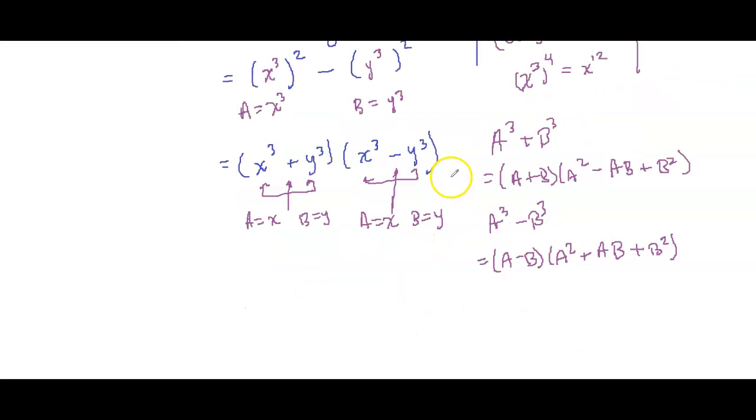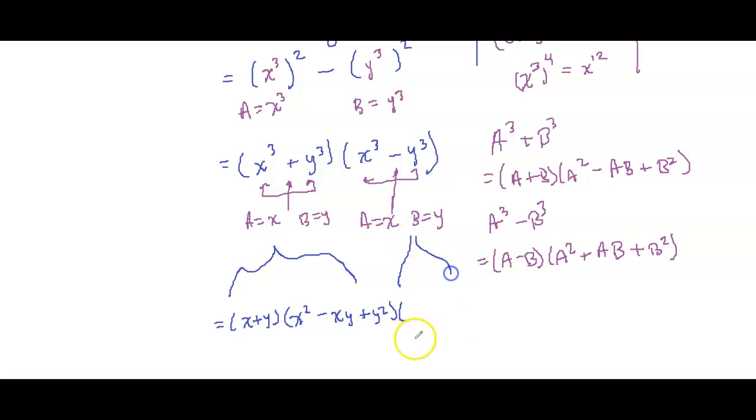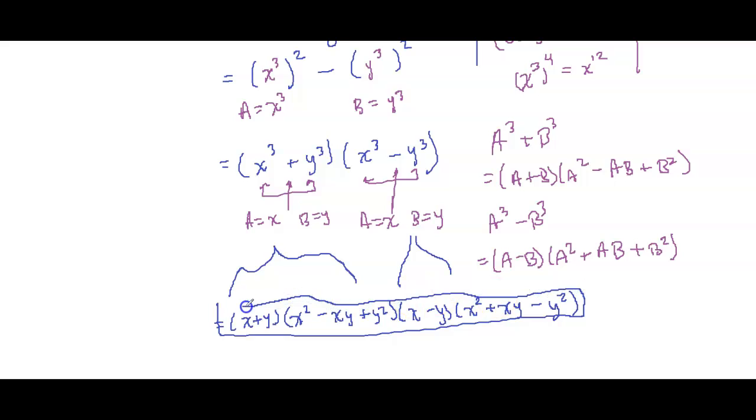So let's go ahead and substitute in the values into the sum of cubes and the difference of cubes formulas. We end up with x plus y times x squared minus xy plus y squared. That is the factored form of the first binomial. Then the factored form of the second binomial will be x minus y times x squared plus xy plus y squared. We are done.